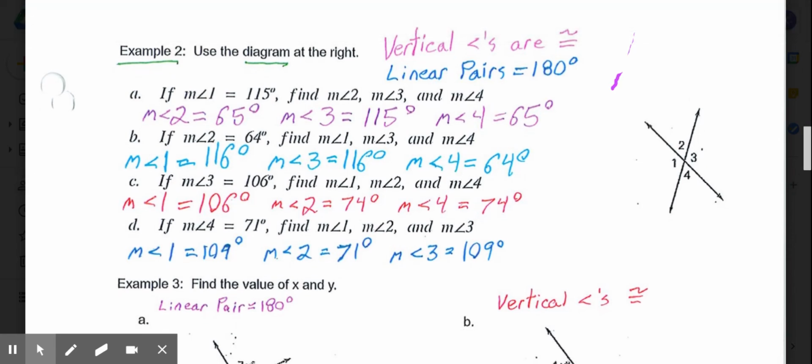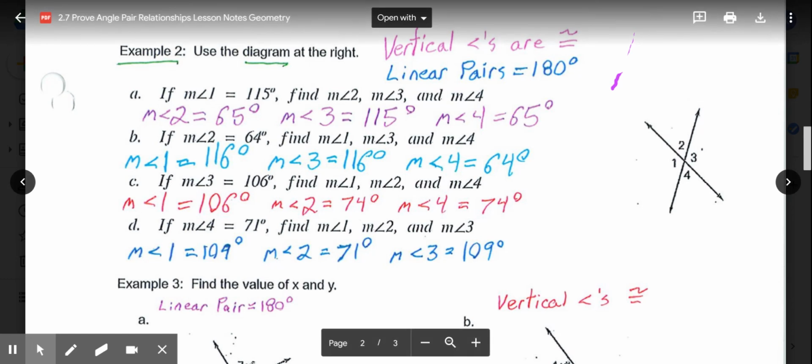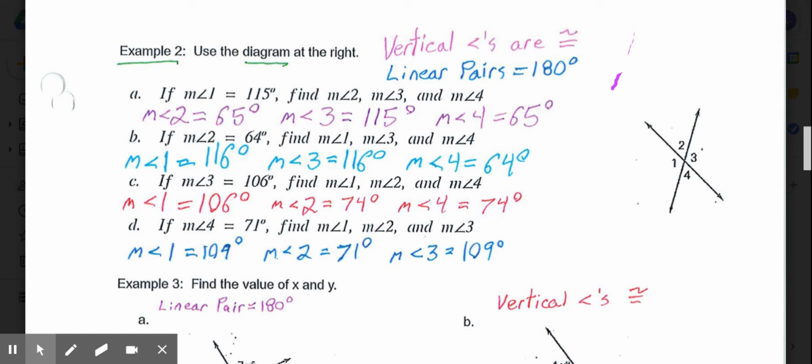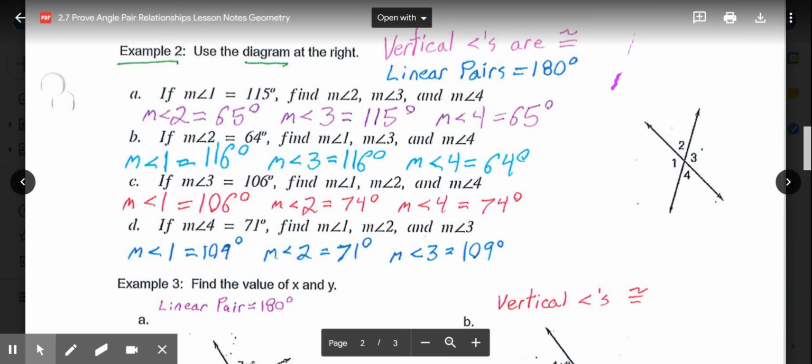And then our last one, part D. It says if the measure of angle 4 is 71 degrees, find 1, 2, and 3. So if 4 is 71, I know 2 is also 71. And then 180 minus 71 gives me 1 and 3, which are each 109 degrees.